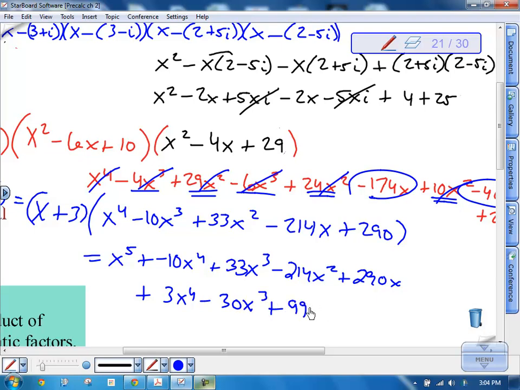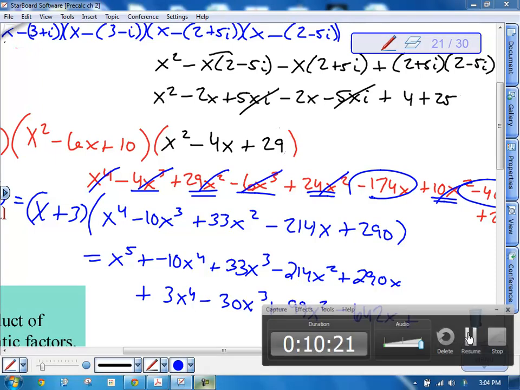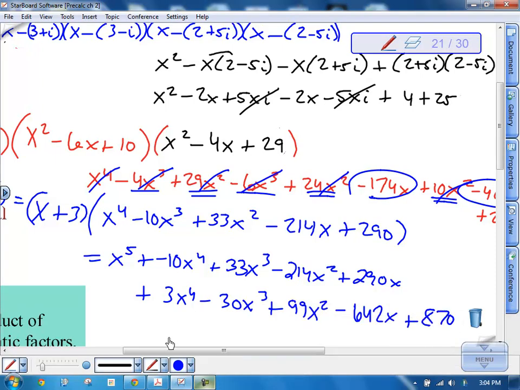x squared minus 214, minus 3 times 214 is 642x plus 290 times 3 is 870. So once I simplify, this is my final answer for my function that we wanted.